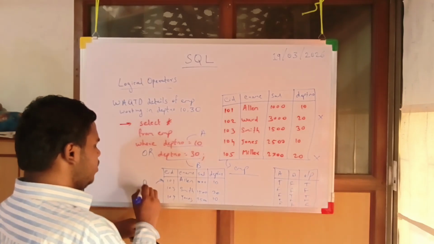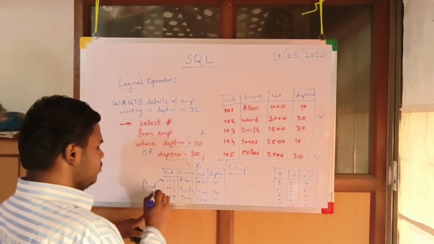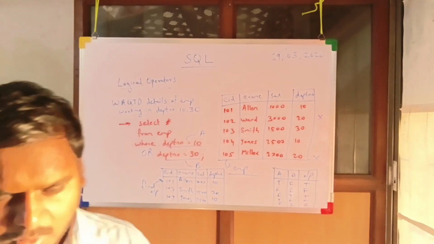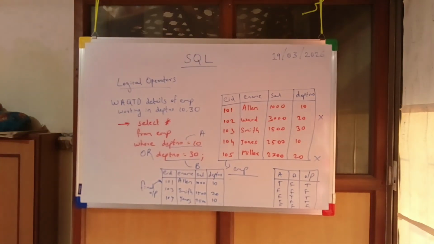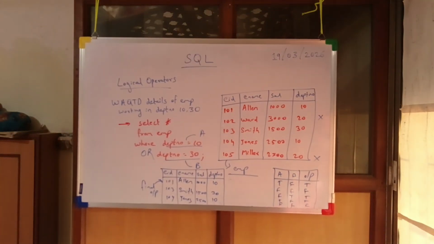So this is the final output. You will see it like this. This is how the compiler will work. Alan, Smith, Jones, the first record, third record, and fourth record we will see as output. This is how the OR operator works.